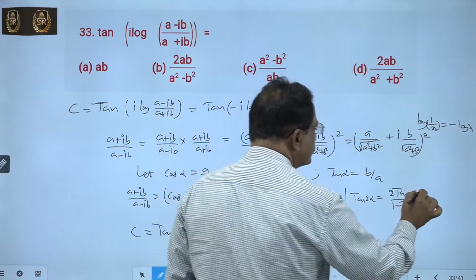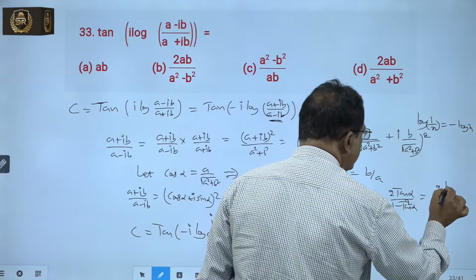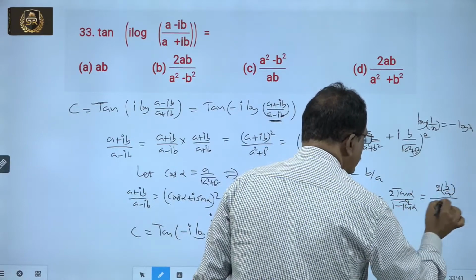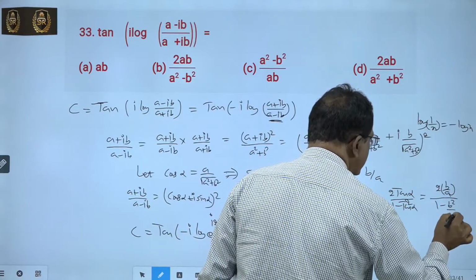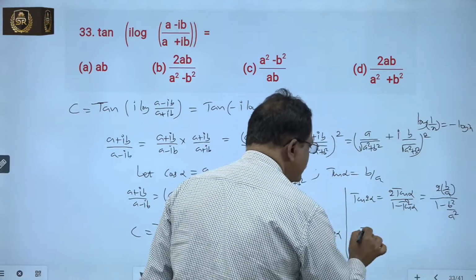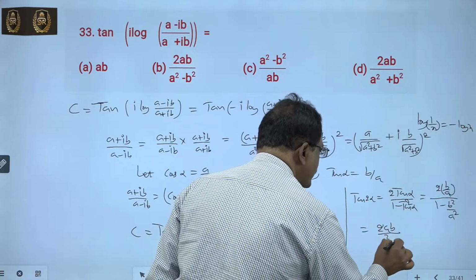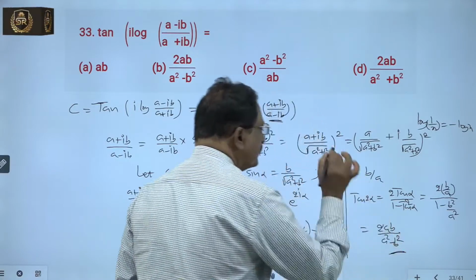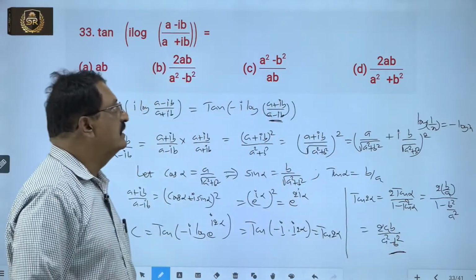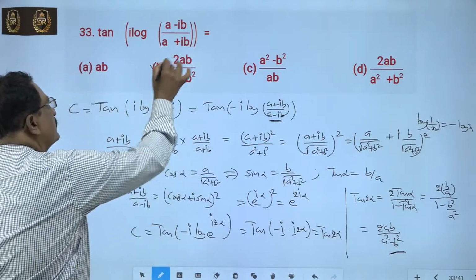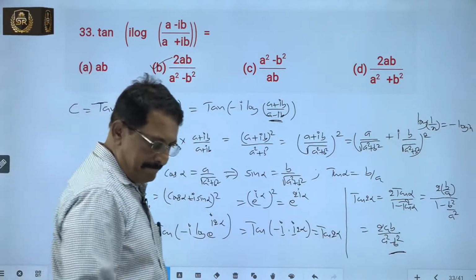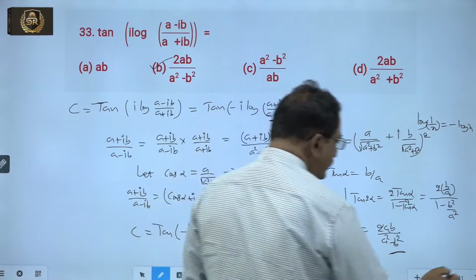But tan alpha equals b by a. So 2 into b by a by 1 minus b square by a square. Now take LCM and simplify. We get 2ab by a square minus b square. Now the answer is 2ab by a square minus b square. Second option is correct.